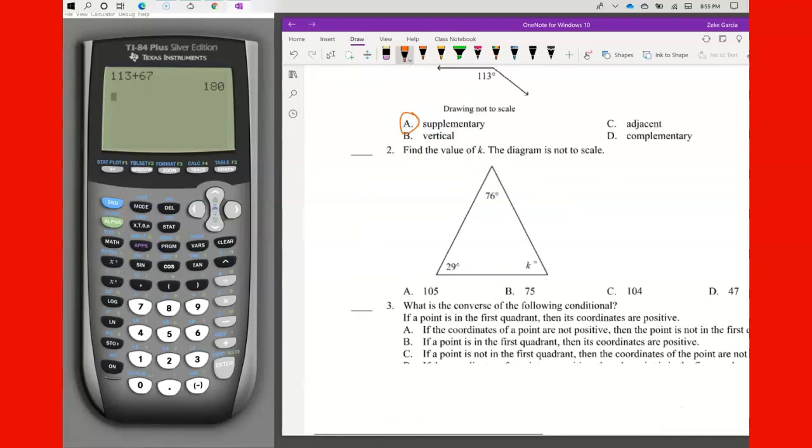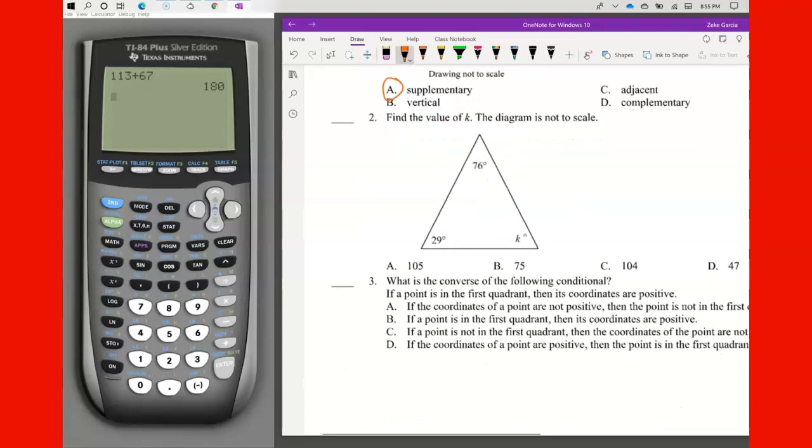Okay, number 2. Find the value of K. Remember that the triangle sum theorem states that the angles in a triangle are 180. So you have 29 degrees plus 76 degrees plus the measurement of angle K is equal to 180 degrees.